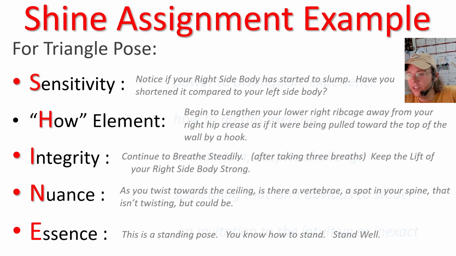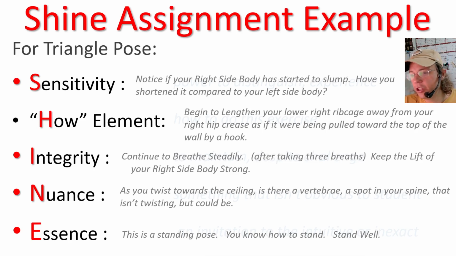So a sensitivity cue that I might give for triangle pose is, notice if your right side, this is from our previous example, so it's triangle on the right side. So the cue would be, notice if your right side body has started to slump. Have you shortened it compared to your left side body, right? Because we know that the side we bend toward in triangle pose is where we tend to collapse, where your students are going to tend to try to reach the floor or try to get lower, or perhaps just gravity pulls them down and they tend to slump in that side.